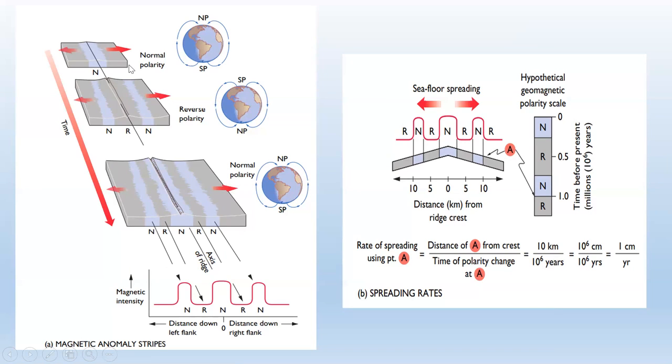These are showing the magnetic anomaly stripes along the mid-oceanic ridges. This is the mid-oceanic ridge, and along the divergent motion, the magnetic anomaly stripes are formed with respect to the present position of the magnetic pole of that time. So this is simple to calculate the rate of spreading at any point.